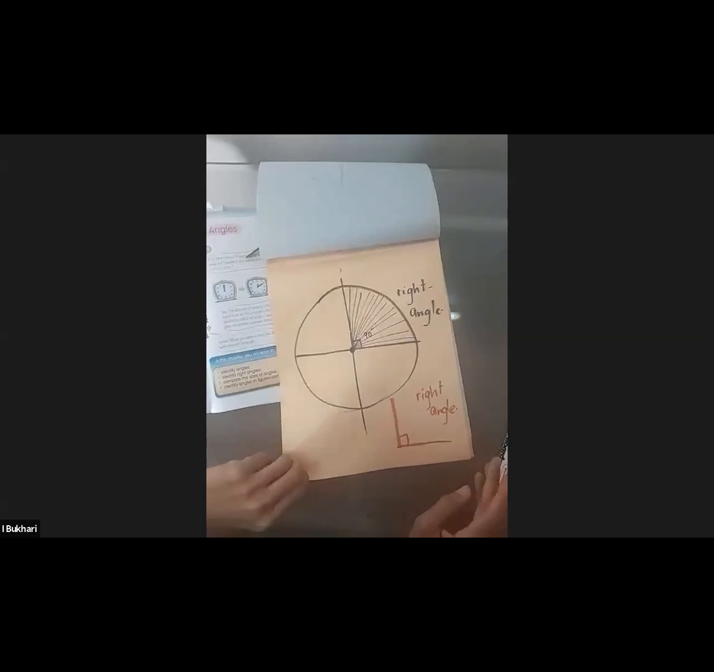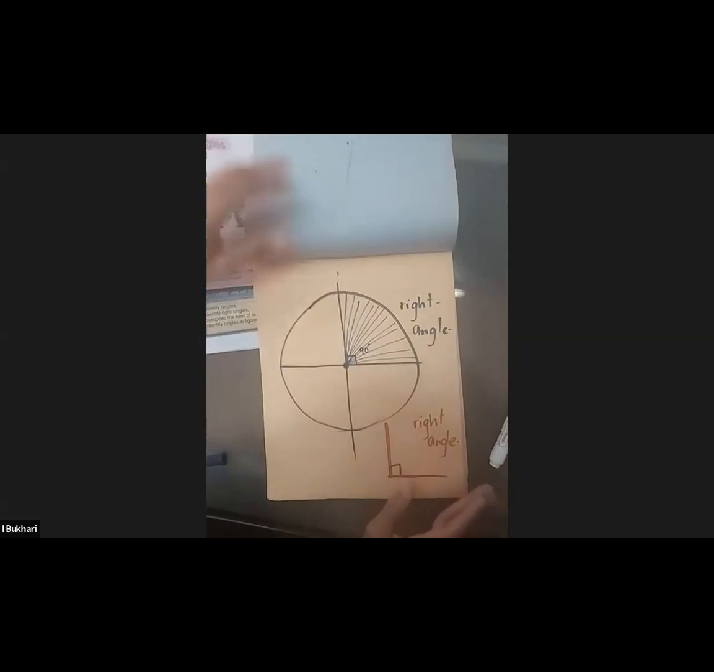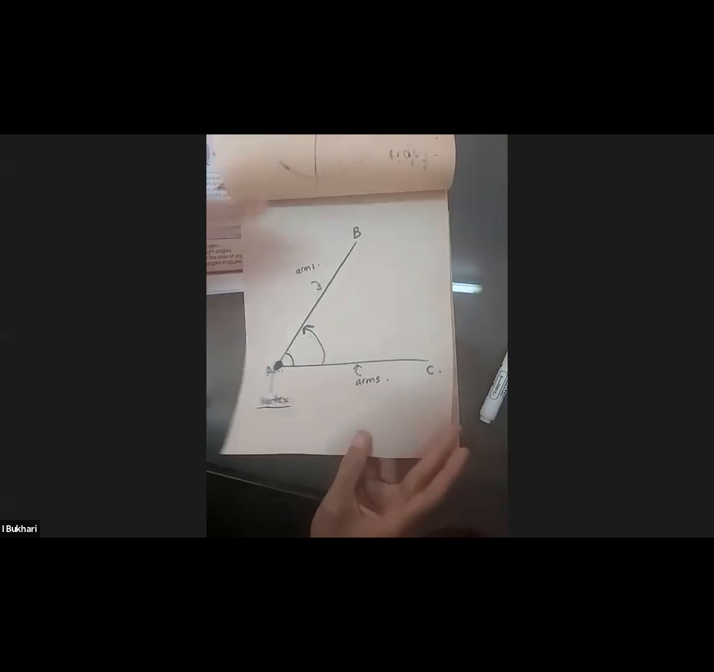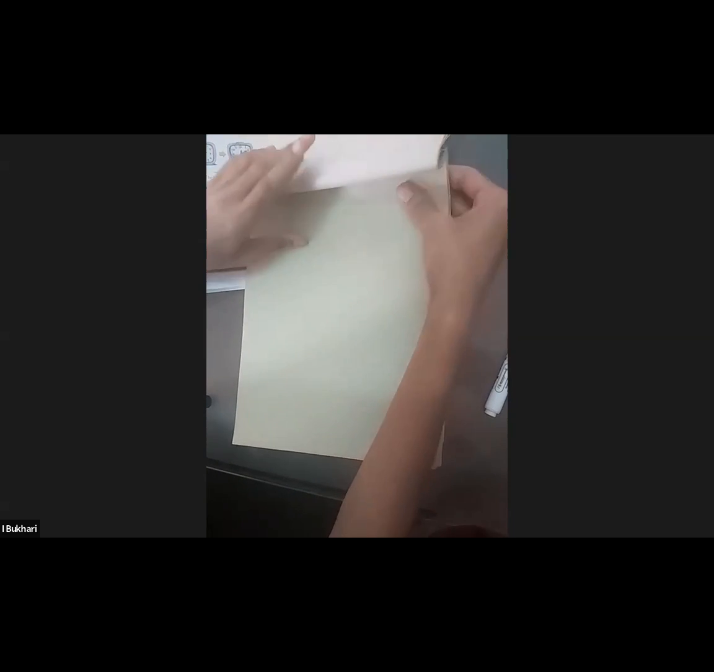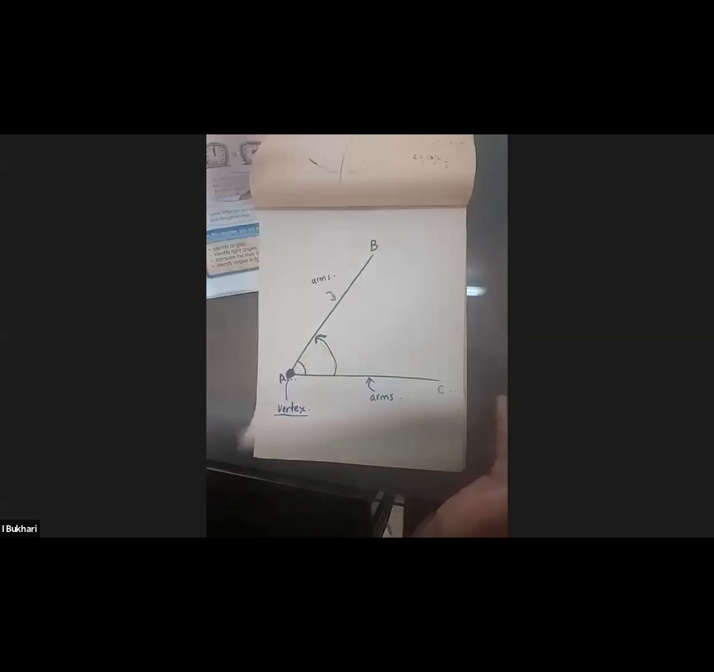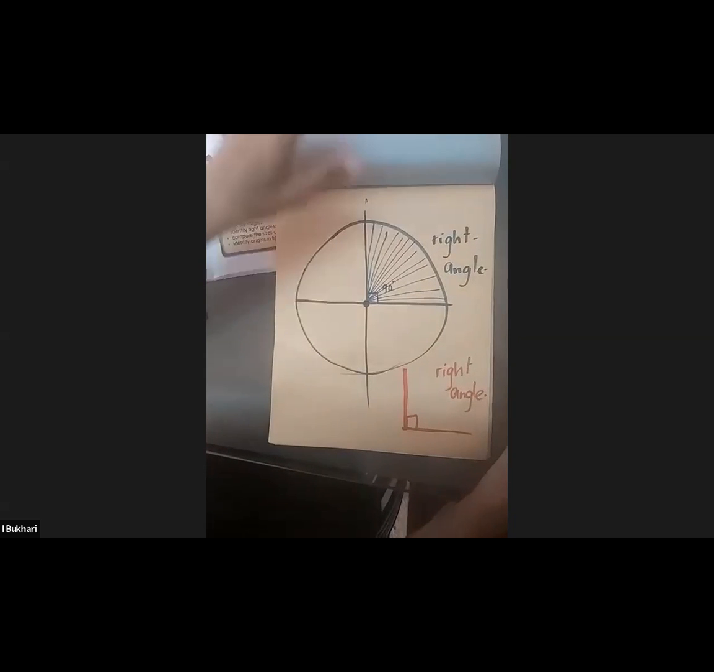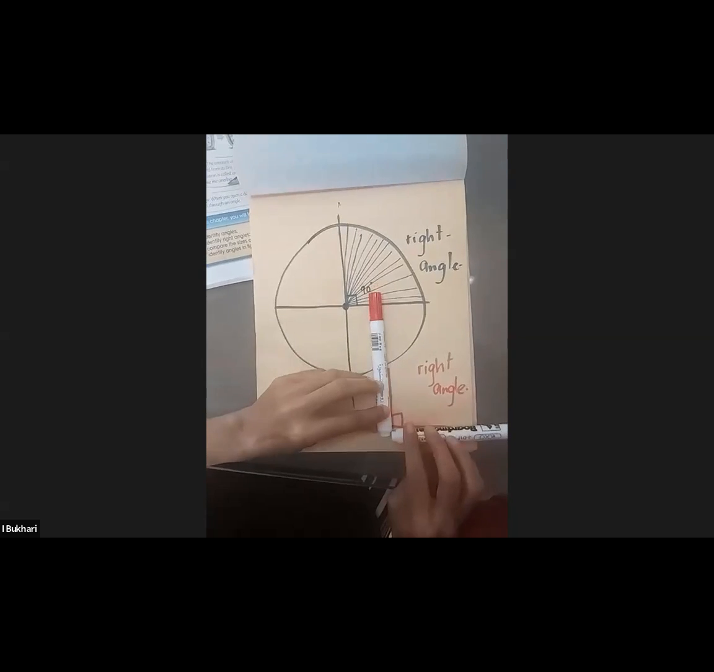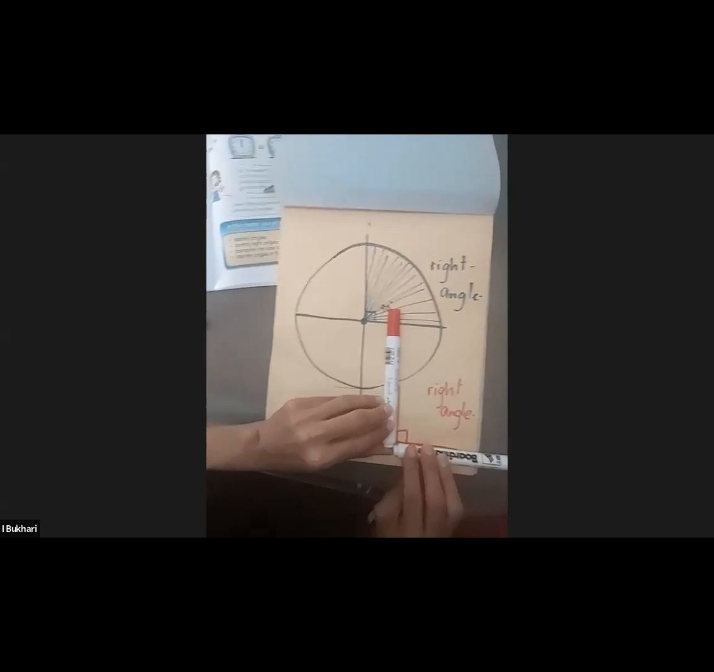Now another type of angle that you guys have done with your teacher and in the book is acute angle. So now when you have this much space between the two lines, this is called right angle.